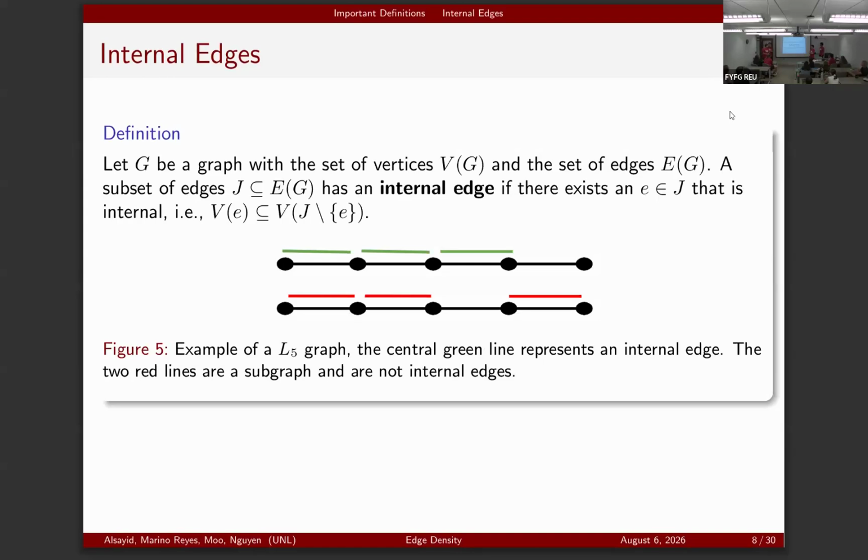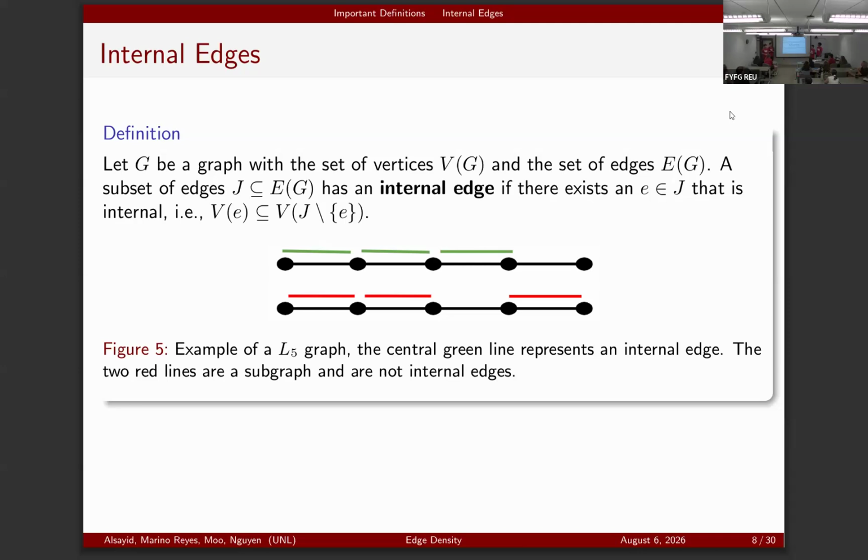This top graph up here represents a graph that has a subgraph represented by these green lines that has an internal edge. An internal edge is basically an edge. If you were to remove this edge, all the vertices in that subgraph will still be touched by other edges. So if you were to remove this middle edge right here, these 2 edges on the outside will still be touching all of the vertices in that subgraph.